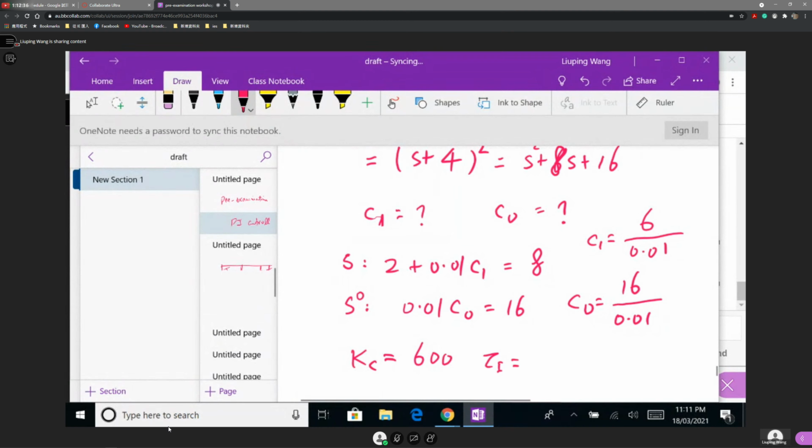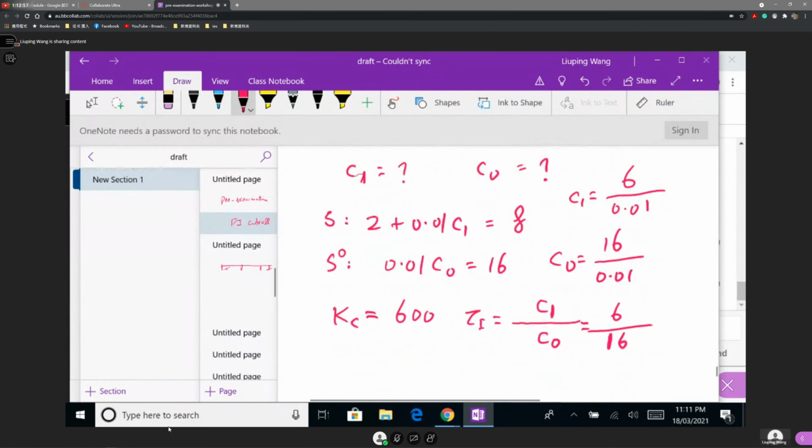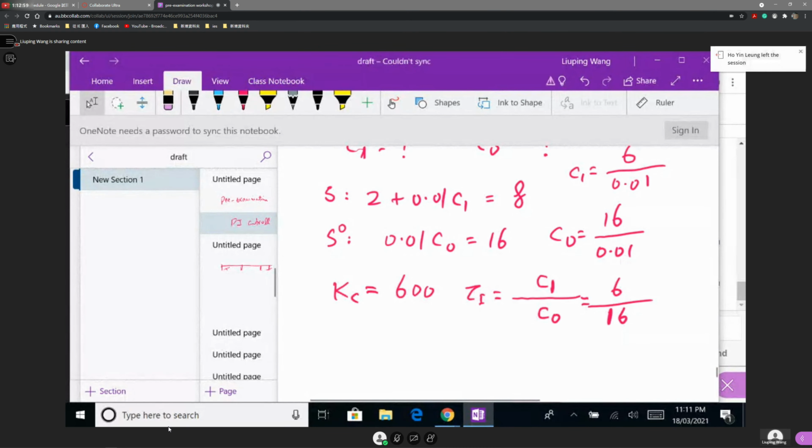And then tau I is equal to C1 divided by C0, right? So it's going to be 6 divided by 16. Yeah, 6 divided by 16. Okay, so that's good. All right, good.